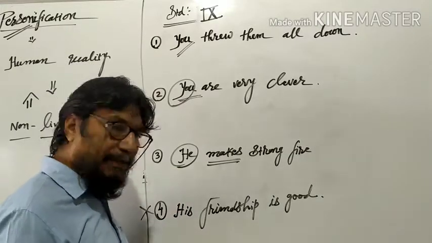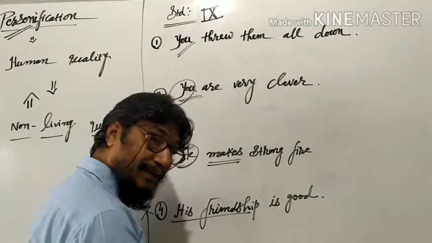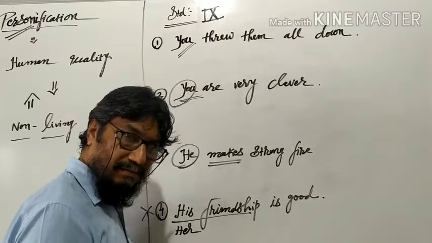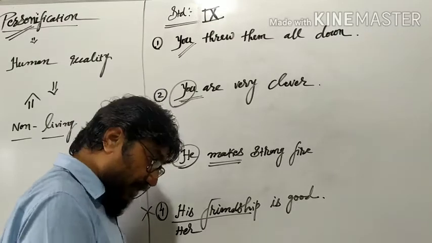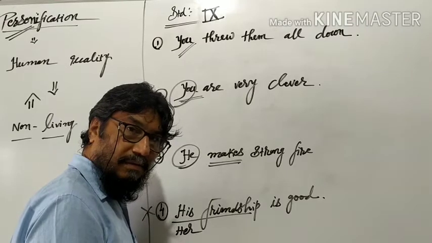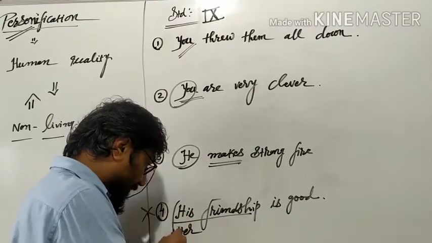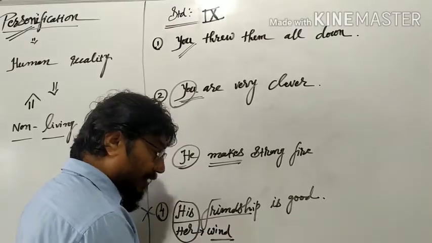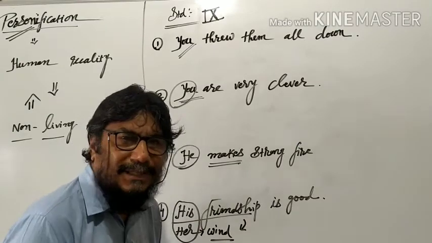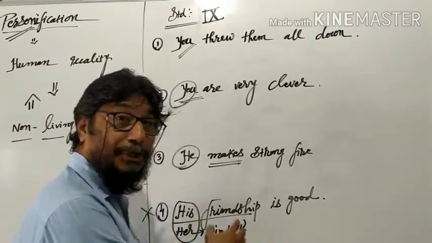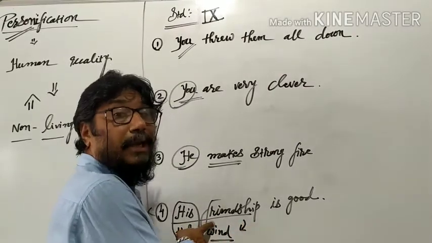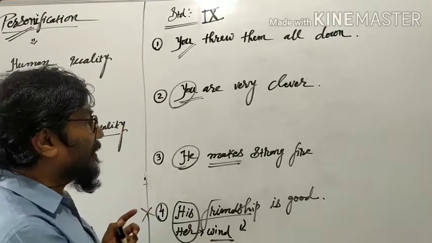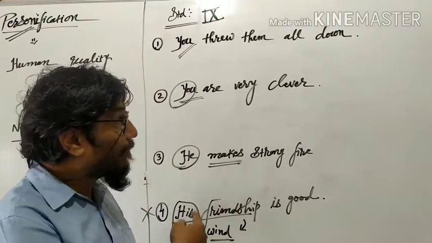Next to that one is his friendship is good. His friendship means her friendship. Friendship of Radha, friendship of Meera, friendship of Krishna, friendship of Sita. Anyone. Here we have identified a person. He is and her is explained here for the wind. With wind, friendship is not possible. And yet it is given here, his friendship is good. It means we have explained wind here as a person. Though wind is non-living, yet it is explained here in this way. Hence, it is proved that these are the best examples for personification from your text.